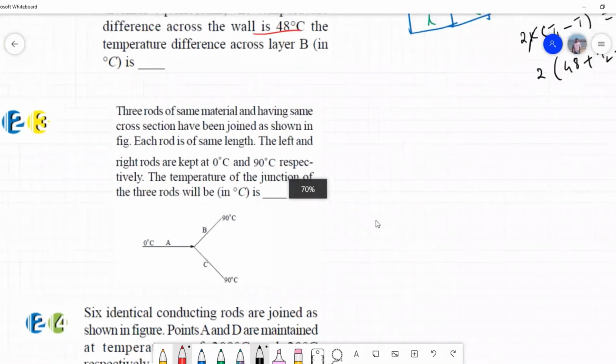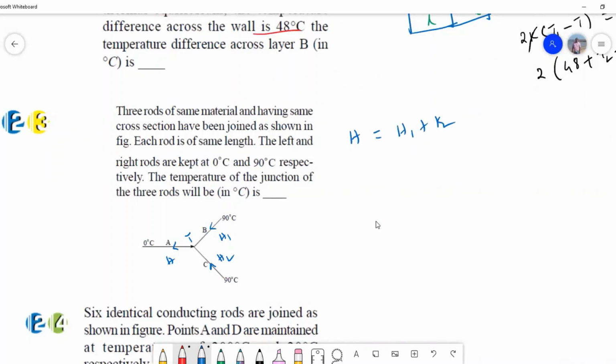Let's see problem number 23. Three rods of the same material and having the same cross section have been joined as shown in the figure. Each rod is of the same length, and the ends of the rods are kept at 0 and 90 respectively. The temperature of the junction of the three rods will be. Again, the same logic. Let's take heat current here. So let's take this as H1, this as H2, and this will flow to this. So I can write H is equal to H1 plus H2.